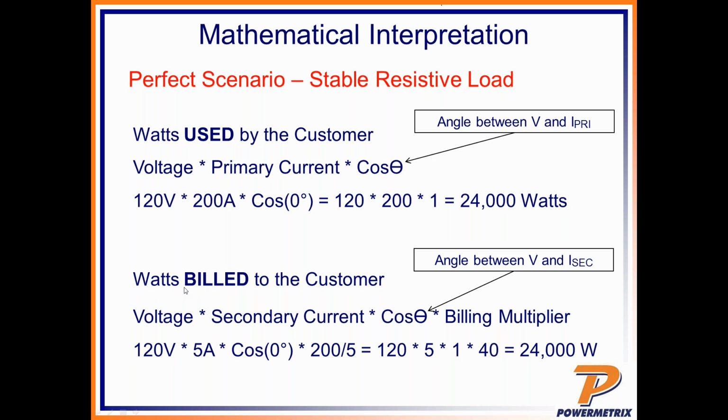Well, then let's look at what we actually bill the customer. So billing the customer, we have that same voltage times the secondary current, which we're going to say is a perfect scenario, 5 amps, times the cosine of this angle again, but this time that angle is between the voltage and the secondary current, not the primary current, right? Because that's what the meter is registering. And then times our building multiplier, which would be 40 to 1. So once again, perfect scenario, everything 100% accurate. That's how you bill the customer for 24 kW, okay?